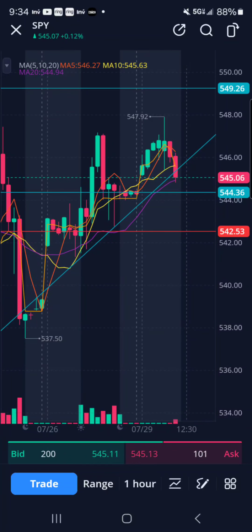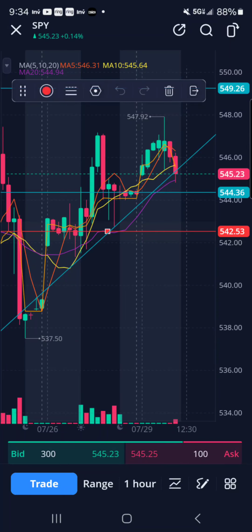So my point of interest right now is 544. If I get a nice bounce at this level, I'll take it. But if we break this level, 544, for weakness, for downside, I would look to get in below 544 for this level right here. You know what I mean? Just fill up this imbalance right here.